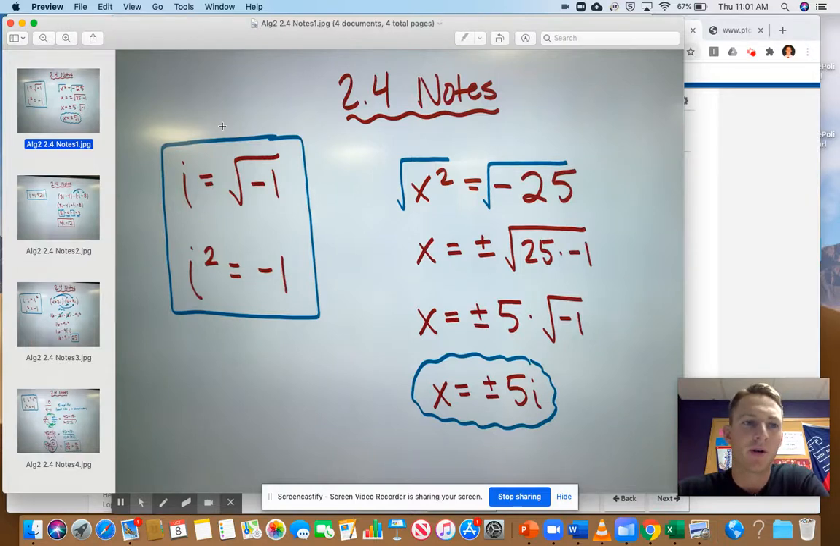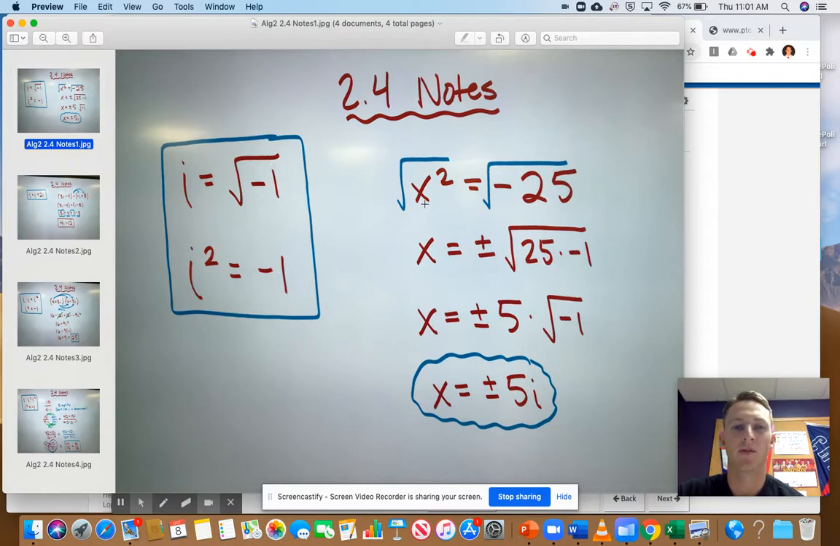Hey, Algebra 2, talking about imaginary numbers today. So, an imaginary number is represented by i, and i is the square root of -1. We are never allowed to have a negative inside of a square root, so we represent that square root of -1 by i. That's our imaginary number. If we ever square i, anytime we take the square of a square root, it just gets rid of the square root. They kind of cancel. And so i squared is -1.